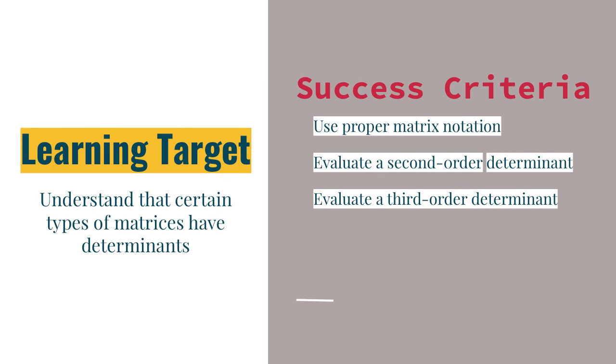Our learning target is to understand that certain types of matrices have determinants. To be successful, we're going to make sure that we're still using proper matrix notation, and we're going to evaluate a second order determinant and also a third order determinant.